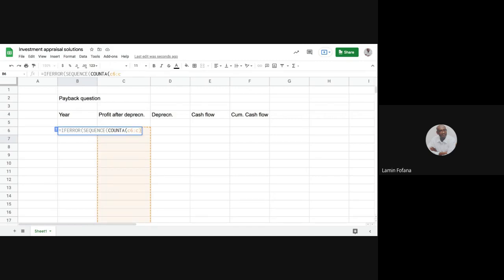Okay, bracket closes. Bracket closes again. Yes, I missed that bracket close. Then we say comma. What do you do if there is a sequence? Bracket closes, enter. Okay, so this is the formula. See, what happens is if you click in here, you don't see anything. But at least the formula is there. It's not going to work if you don't type anything here.